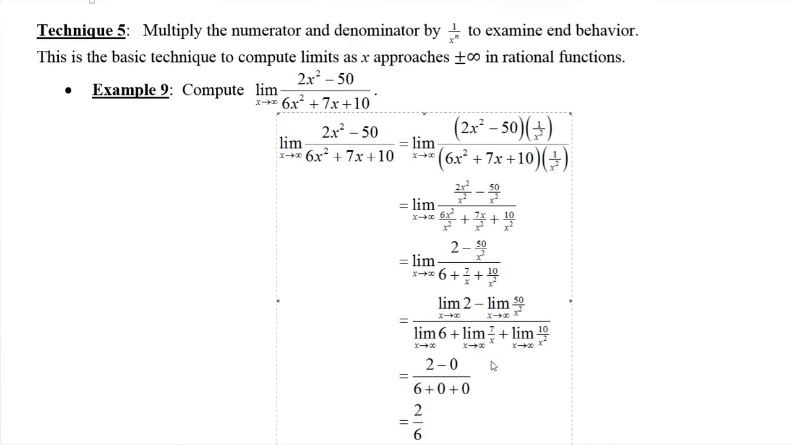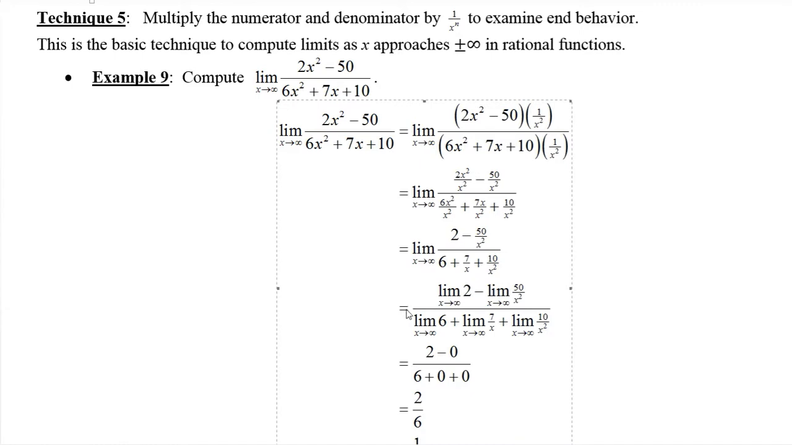Now you can use the laws of limits. The limit of the quotient is the quotient of the limits, so we can take the limit of the numerator and denominator. We can also use the sum rule for limits, which says that we can take the limit of each piece. So basically we're taking a limit of each little piece here. This is the limit of 2 minus the limit as x goes to infinity of 50 over x squared, over the limit as x goes to infinity of 6 plus the limit of 7 over x plus the limit of 10 over x squared, all as x goes to infinity.